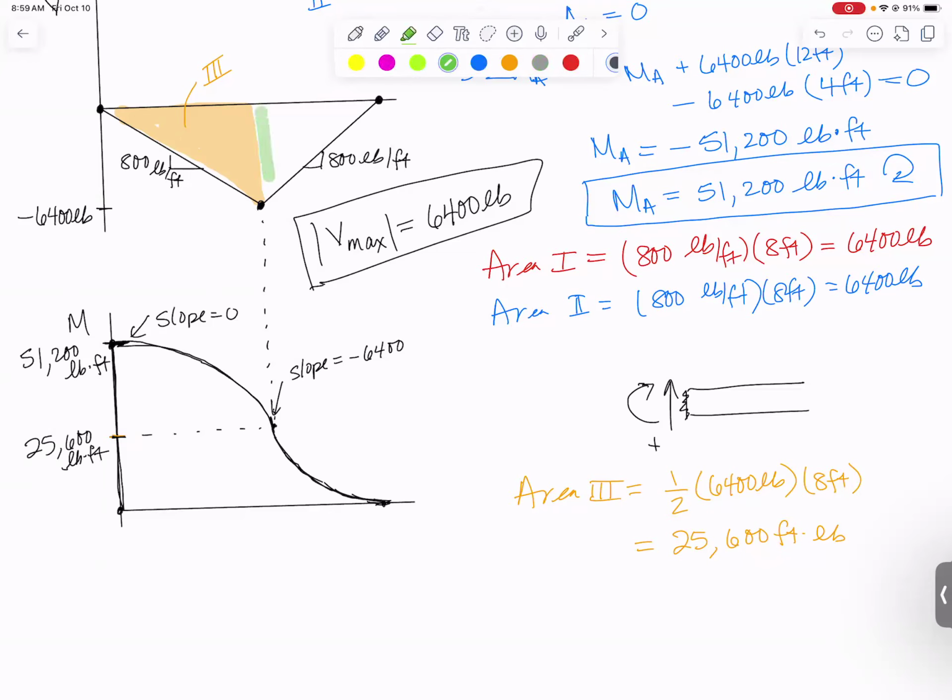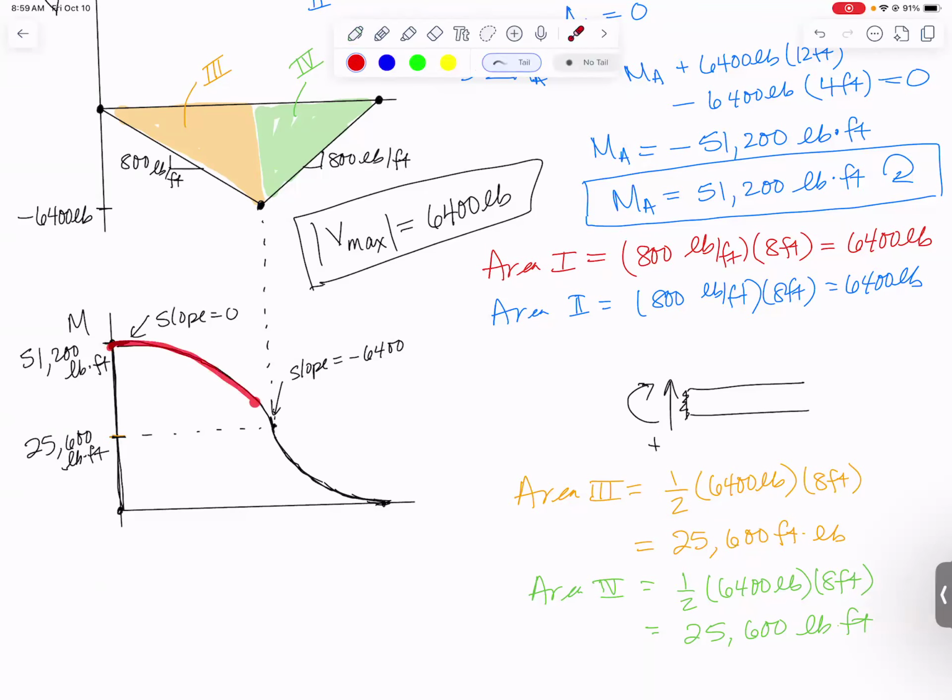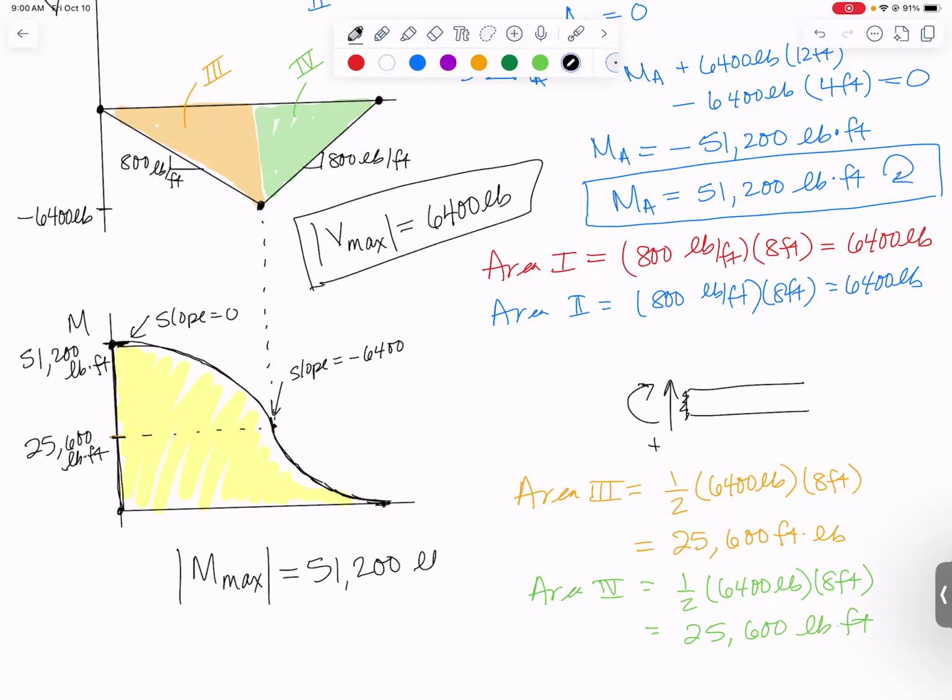Next, if we color the other triangle in green and call that area 4, 1/2 times 6,400 pounds times 8 feet, or 25,600 pound-feet or feet-pounds. We go halfway down with the first parabola, and then we go the rest of the way down with the other parabola. So we end up right back down at 0. If you have another color and want to shade this in, what's really important here? Our max moment, the absolute value of it. Max moment is 51,200 pound-feet.